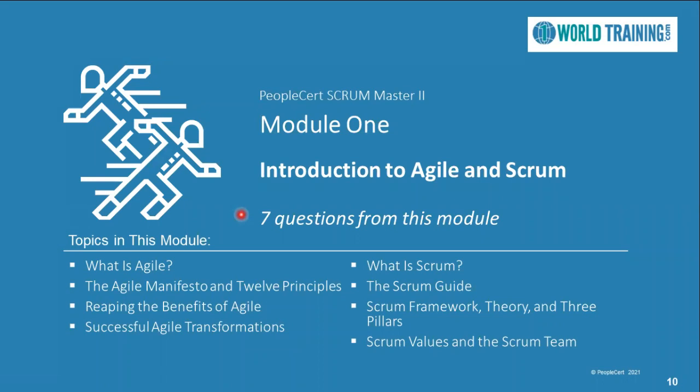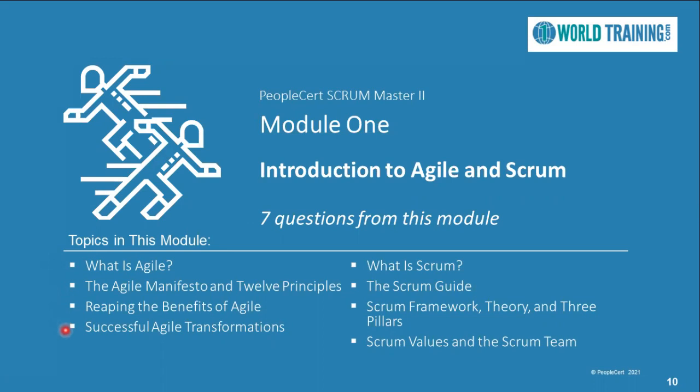This module covers the basics of Agile and Scrum, including the relevance to the Scrum Master role. So if you have attended the PeopleCert Scrum Master 1 course or already have some experience in Scrum, this will just be a review for you. Topics covered in this module are: what is Agile, the Agile Manifesto and the 12 principles of the Agile Manifesto, reaping the benefits of Agile, successful Agile transformation.